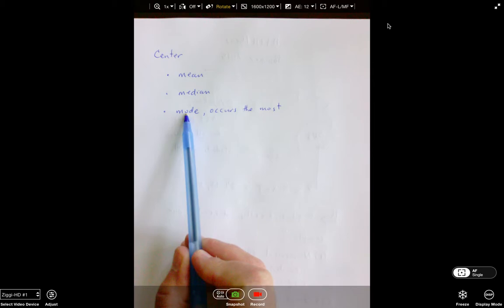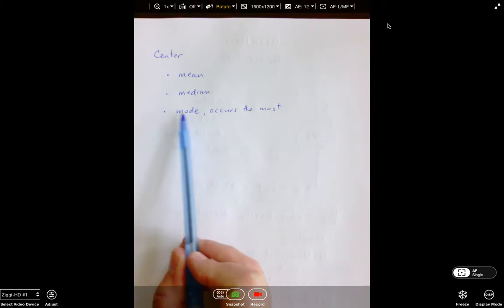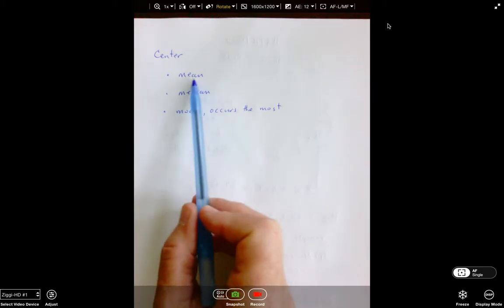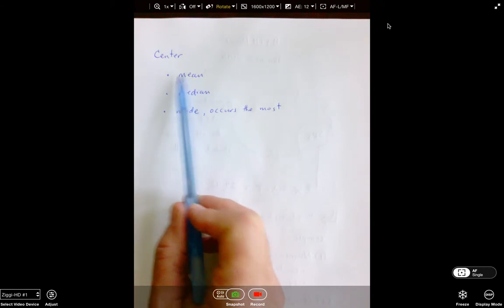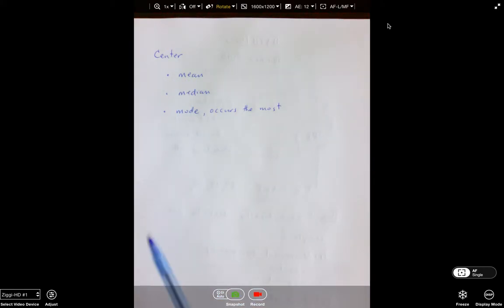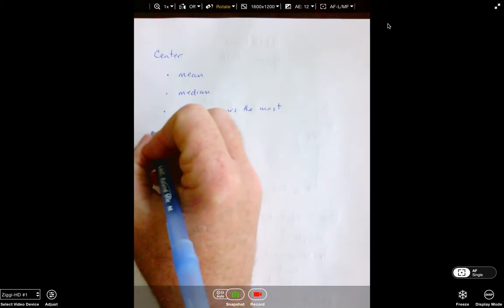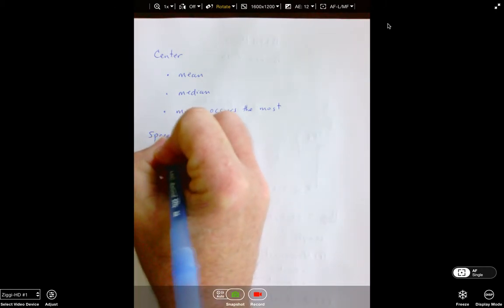So I always remember mode as just occurs the most. I don't know why, but OM, EM is exact middle, and AM is just the average or the mean. So it's something that I've come up with as a goofy kind of prompt.